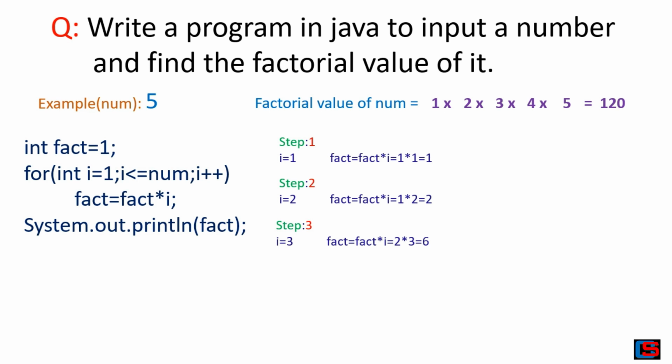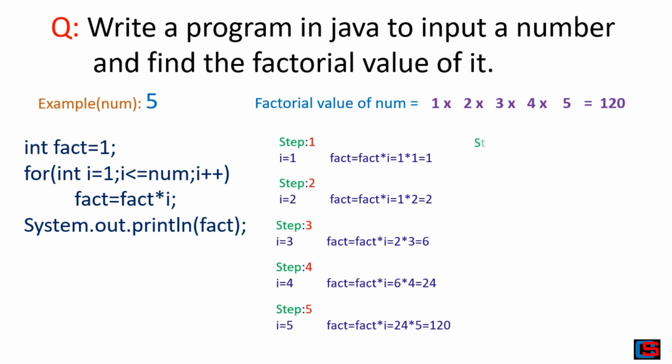In step 4, i is again increased and becomes 4, and fact equals fact into i. The last fact value is 6, so 6 into 4, and the fact value becomes 24. In step 5, i is increased and becomes 5, and fact equals fact into i. The last fact value is 24, so 24 into 5 becomes 120.